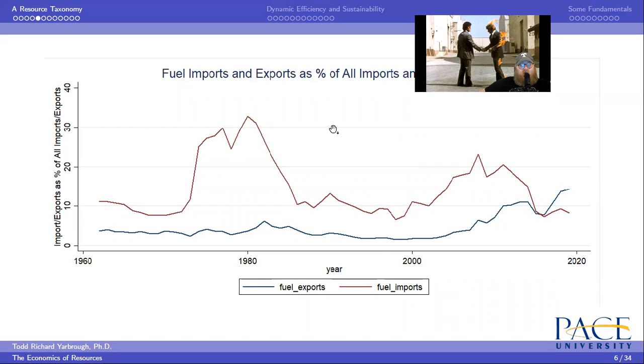You can see that this is U.S. fuel imports and exports. The red line is exports, or I'm sorry, imports. So this is the U.S. importing fuel into the country, and then the blue line is exports. You'll see over time, the U.S. has always exported less fuel than we imported, but you'll notice that has changed recently.